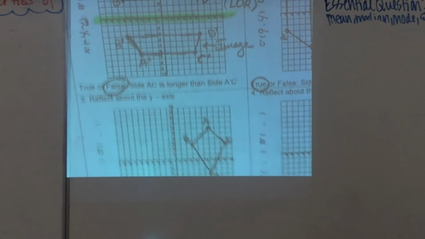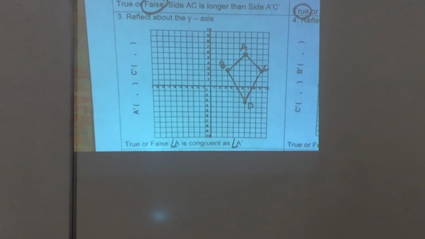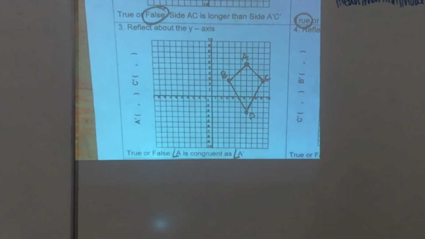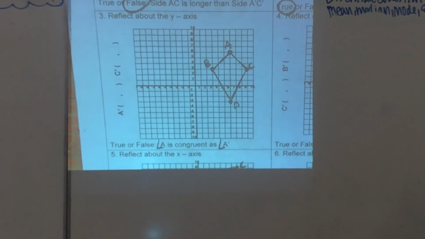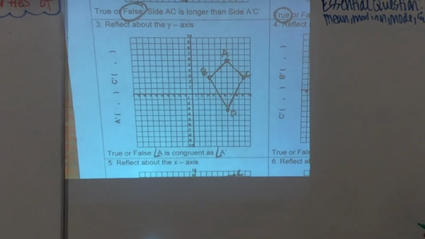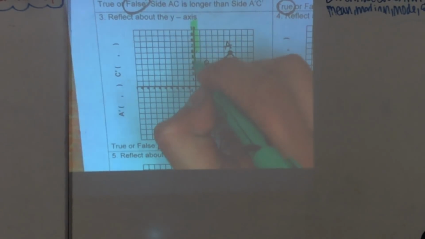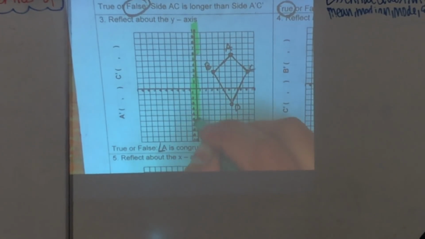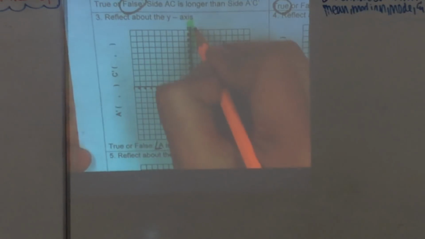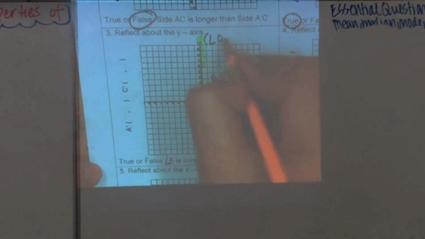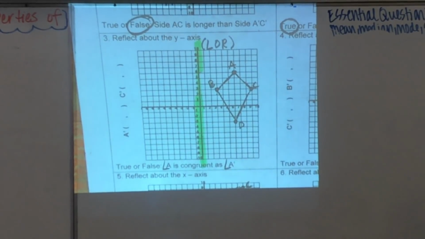Let's go over number 3. So let's try number 3. There it is. There's number 3. Let me move it up a little. So we're reflecting about the y-axis again. So grab your highlighter. Highlight the y-axis. That's your line of reflection. There's the y-axis. Make sure you label it. Line of reflection, the LOR to make it short.